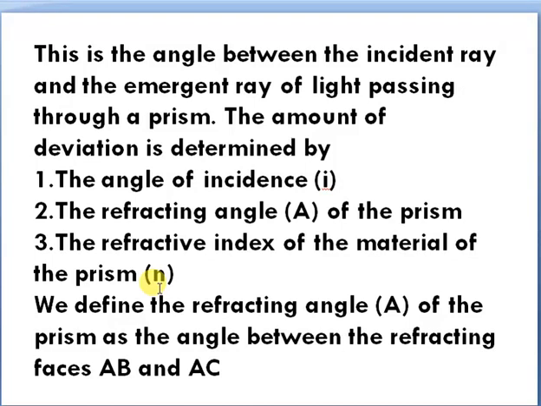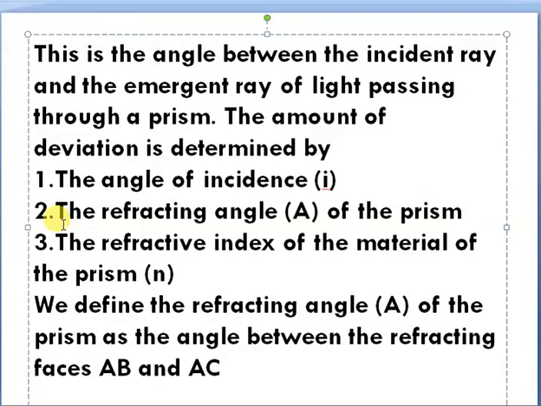They used to ask this in WAEC. State 2 factors or state 3 factors on which the amount of deviation depends. So what are these factors? Number one, the angle of incidence I. Number two, the refracting angle of the prism A. And number three is the refractive index of the prism. Now, we define the refracting angle of the prism as the angle between the refracting faces AB and AC, as I've shown you in the diagram.